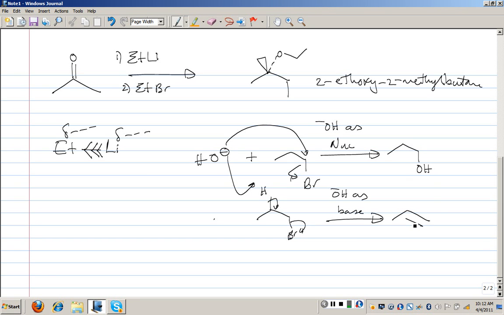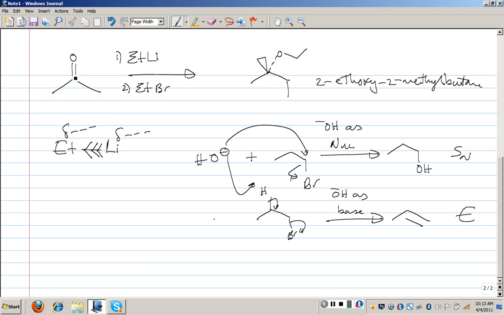And I'll know that because when it's acting as a base, it's going to do an elimination reaction. This is E, this is SN. And in an E reaction, I'm going to make a pi bond where there was not one. So Et minus is electron-rich, so it can function either as a nucleophile or as a base. So which one is it? Well, if it were a base, I'd pull off a proton, the ethyl would not be incorporated, and I'd end up with a pi bond where I didn't have one.